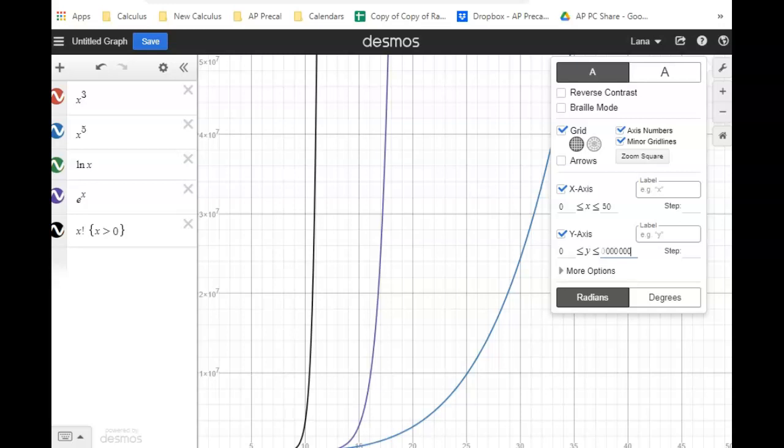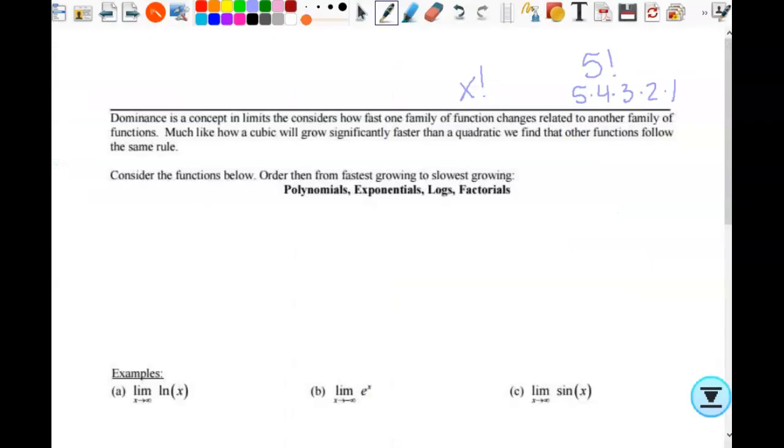What comes next is the exponential. It's purple. Then the polynomial, which is blue, and then the log, which is way down there, and we can't even see them. Okay? So our order is factorial, exponential, polynomial, log. And this is important to know.